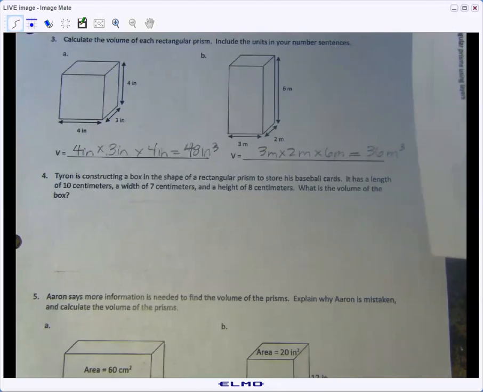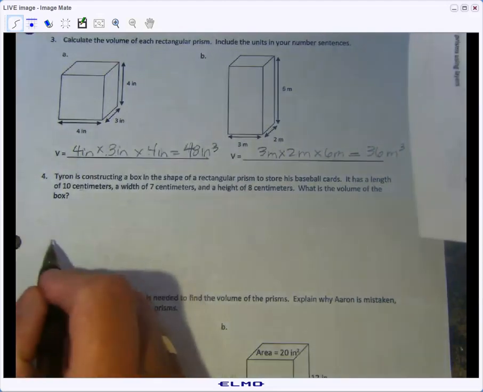That's okay. So Tyron is constructing a box in the shape of a rectangular prism to store his baseball cards. It has a length of 10 centimeters, a width of 7 centimeters, and a height of 8 centimeters. What is the volume of the box?